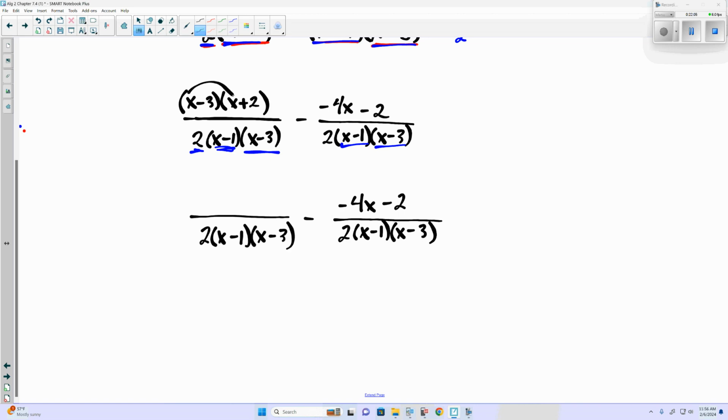Here, we do have to multiply this out, because if we're going to subtract, we're going to have to combine like terms. So we need to multiply this out and simplify. X times x is x squared. X times 2 is plus 2x. Negative 3 times x is negative 3x. And negative 3 times 2 is negative 6.